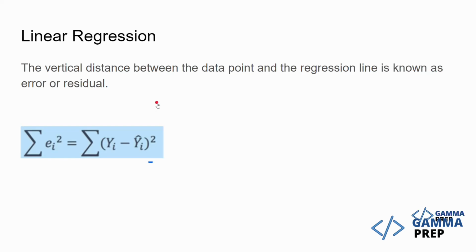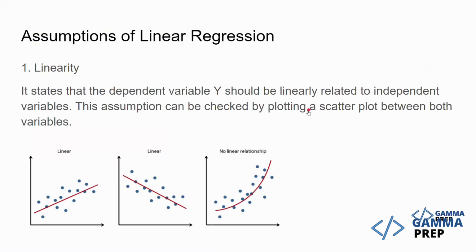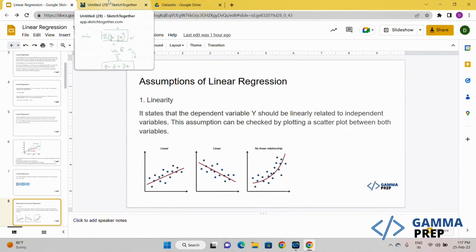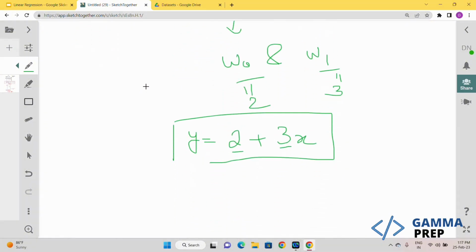Errors can be positive as well as they can be negative. So what we have to do is we have to square the errors for all the points and sum it over. So here what is yi? Yi means y actual and yi cap means y predicted. Okay. The vertical distance between the data point and the regression line, that's the difference between the y actual and the y predicted, is called the error or the residue. Now we will move on to the assumptions of linear regression.